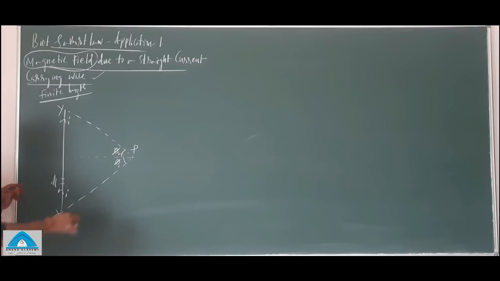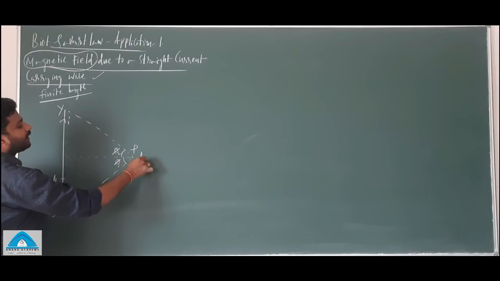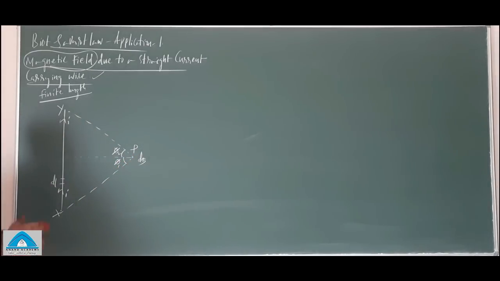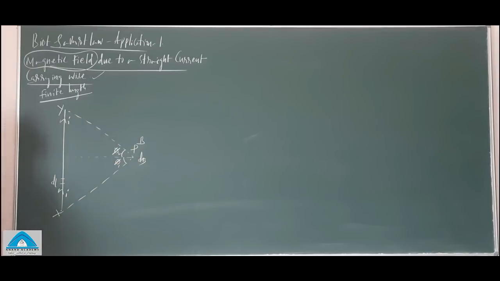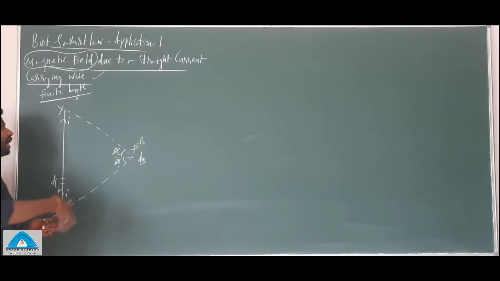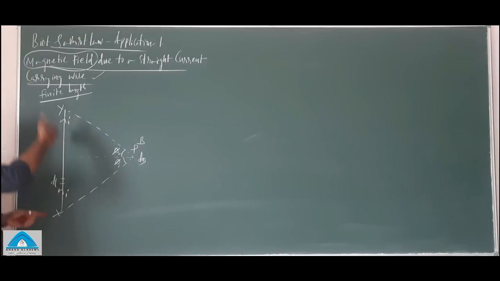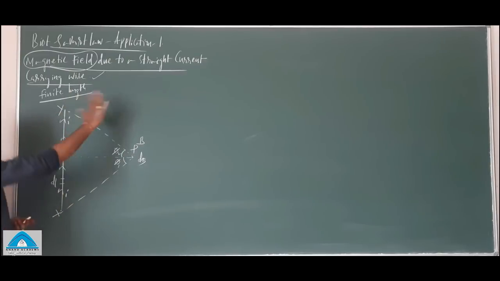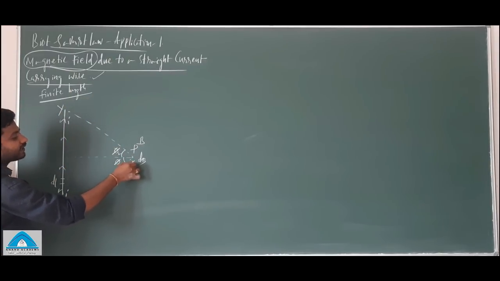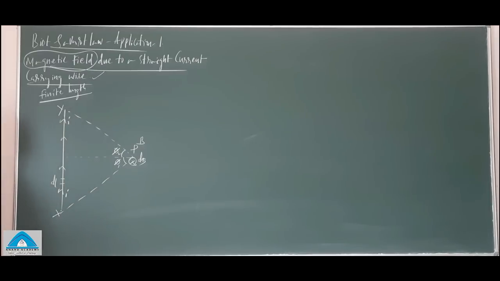Now, let me consider a small element of length dl. Because of this dl, the magnetic field at this point will be dB, and because of the complete wire through which the current is flowing, the magnetic field at the same point is B. You know the direction; the right hand thumb rule can be used to find it. As it is a straight current carrying wire, the magnetic field in this region will be into the plane.